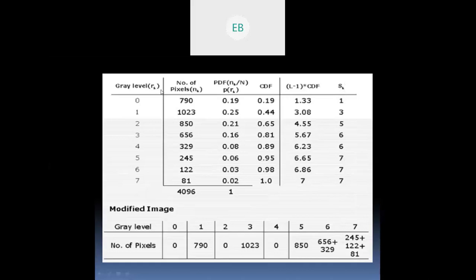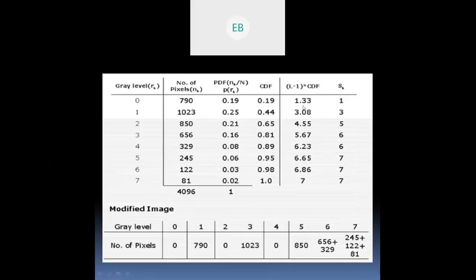And finally you calculate S, that is the output histogram. Okay, that is the output gray level intensity. That is, we consider it as SK. Okay, this is the output image, RK is the input image. That is nothing but the intensity level of the input image. This is the intensity level of the output image.